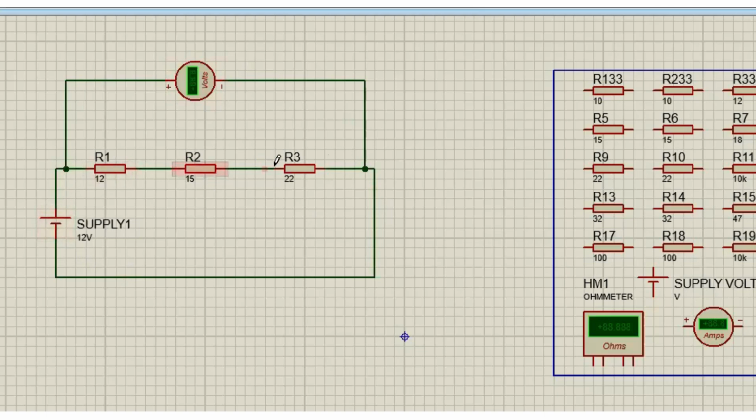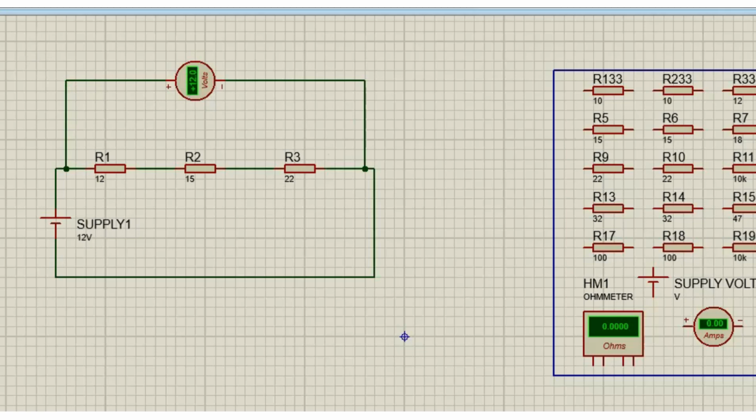We have R1, R2, R3 connected in series. Now we're going to check what this is reading. Do you see the total voltage there? Can you guys see 12 volts? I know it is slanting, né? But do you see 12 volts?